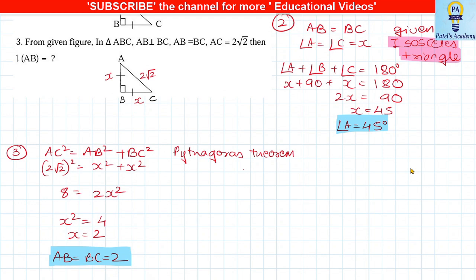Same figure, similar figure. Okay, here they have given the value of AC, that is the hypotenuse, and you have to find out the value of AB and BC. Okay, we are using Pythagoras theorem. AC square equals AB square plus BC square. Okay, now here we are doing 2 root 2 bracket square.